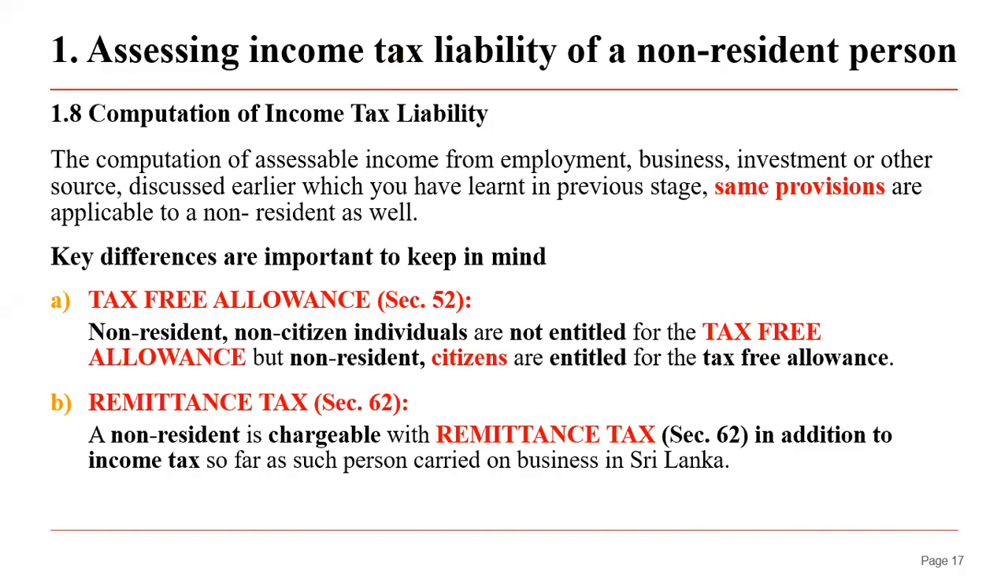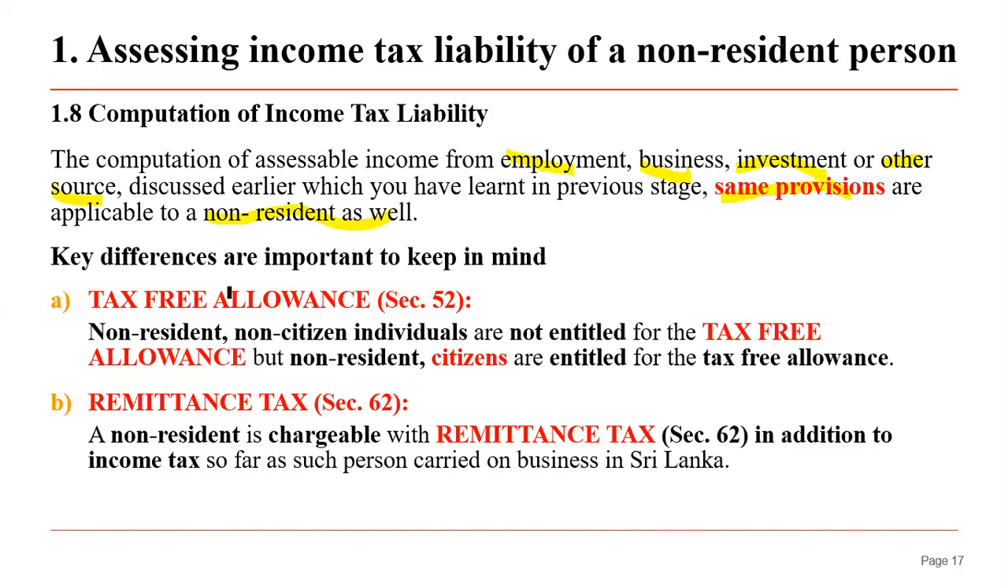So in that case, you need to keep in your mind the allowable expenses and disallowable expenses, and do those adjustments as usual. Then the important thing is you need to categorize employment, business, investment, and other sources. As we discussed previously, the same provisions are applicable to non-residents as well.